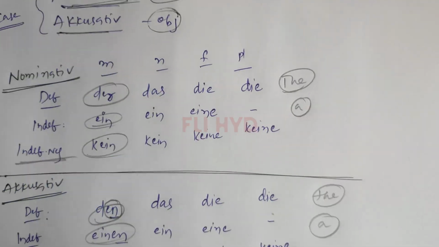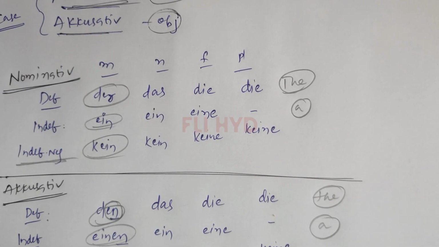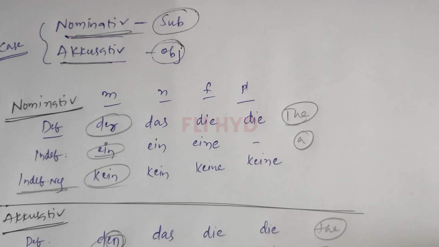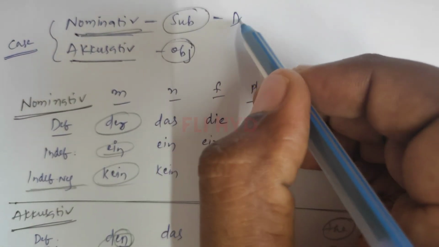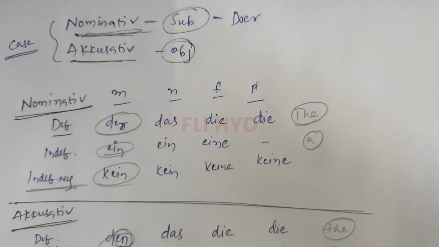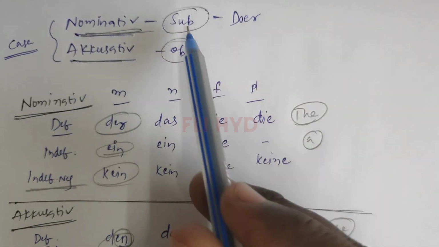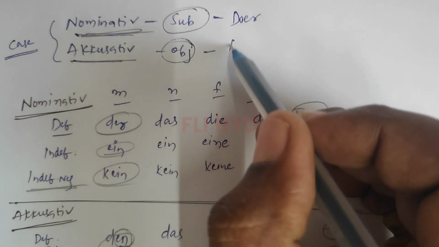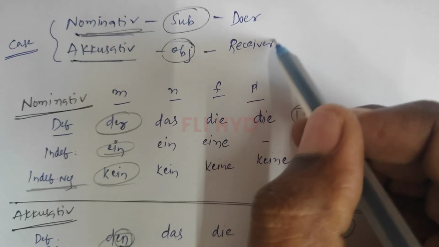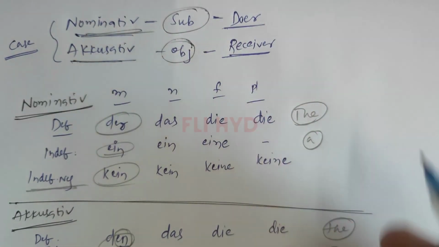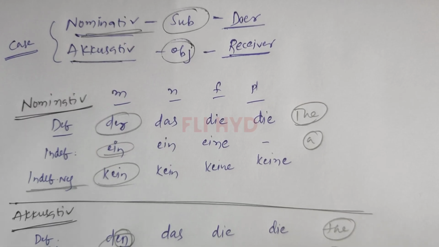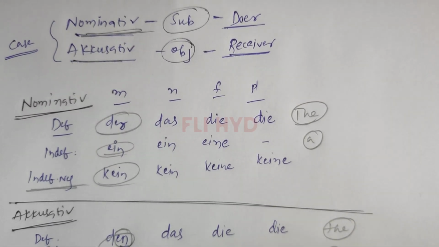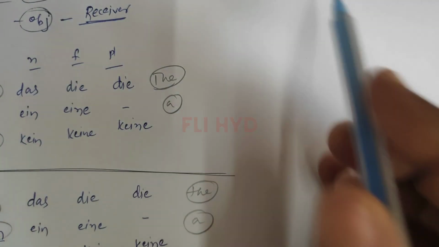Clear? And some students are confused about how to identify the subject and object in a sentence. It's very simple. Subject is nothing but the doer of the action. Who is doing the action? Who is performing the action? That is the subject. And object is nothing but the receiver of the action. So who is doing the action is the subject, and who is receiving that action is the object. Like, what action has been performed, so that is an object. Clear?